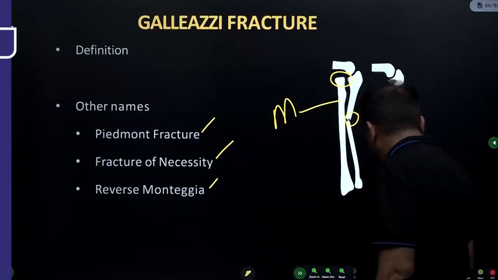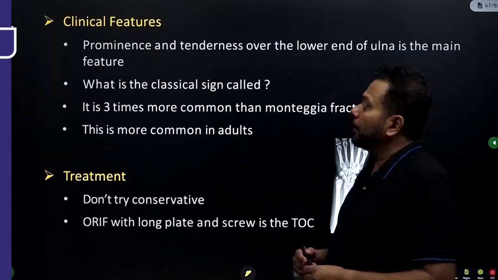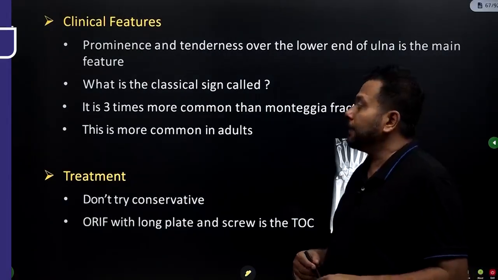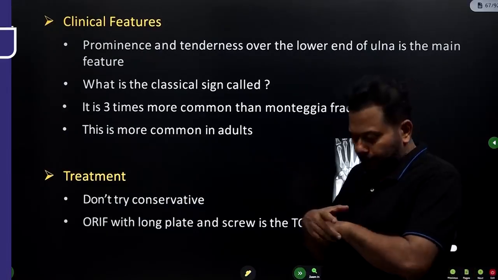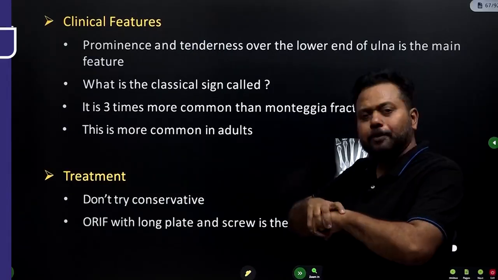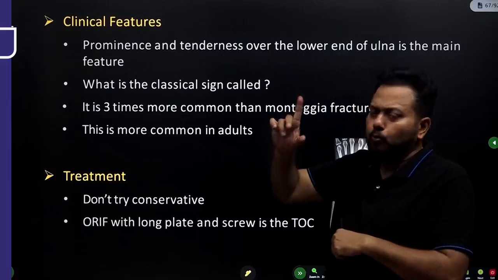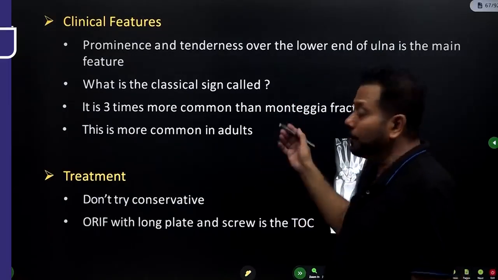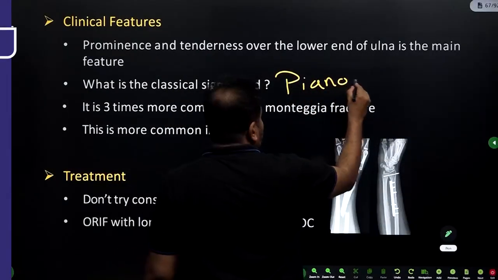Every year a question is asked, in image based and in clinical based questions. Clinical feature: prominence and tenderness over the lower end of the ulna is the classical feature. Distal radio-ulnar joint subluxation is there, so the styloid process of the ulna becomes prominent. When you press over the ulna, the distal end of the ulna is ballotable. It is movable, ballotable and very painful. What is this classical sign called? This is called the piano key sign.